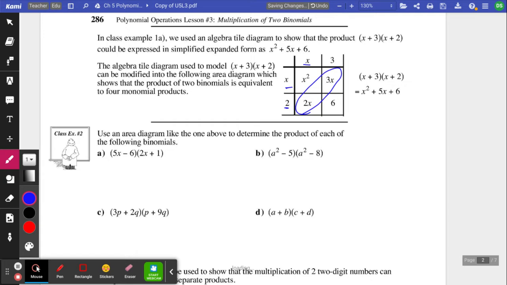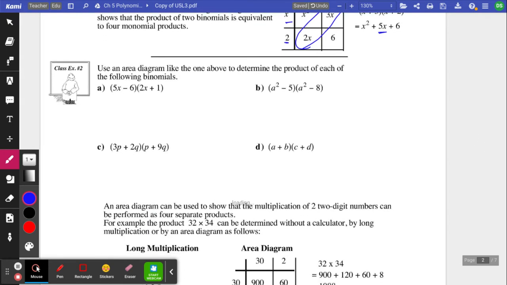The 2x and the 3x, you put them together and make it 5x. So let's just do a couple. If we were going to use a diagram like before, make your little chart.